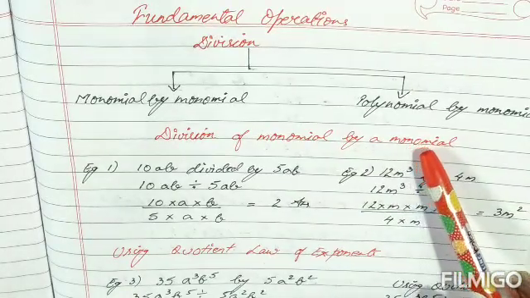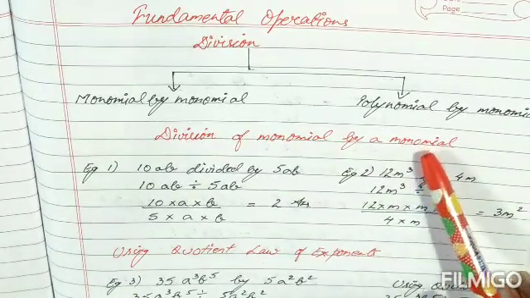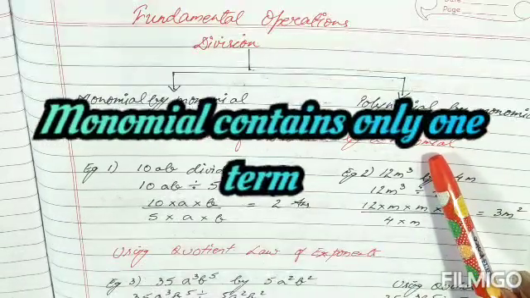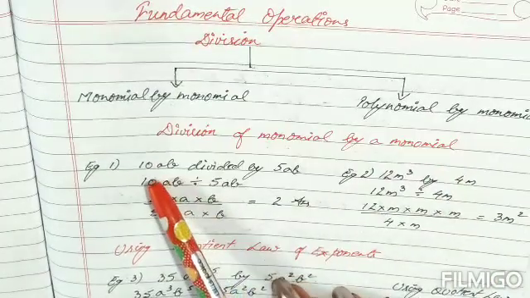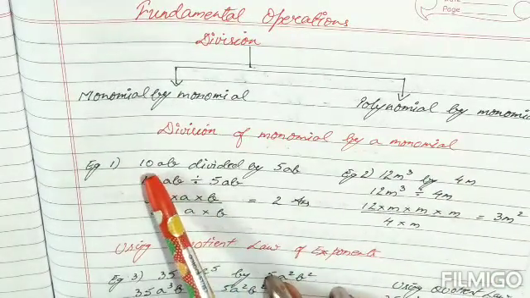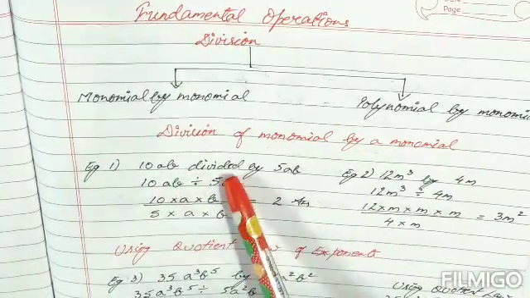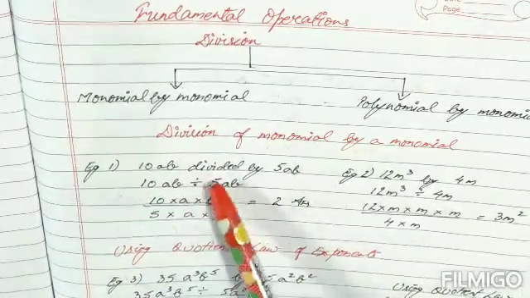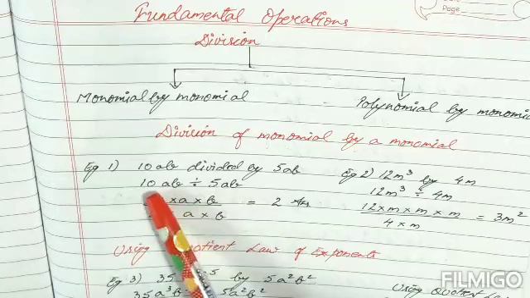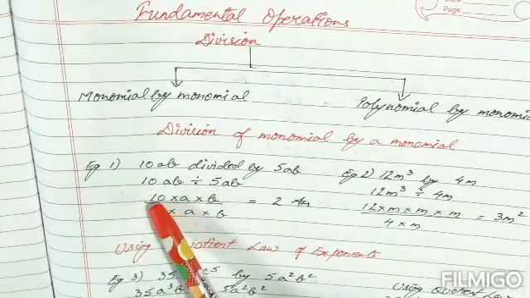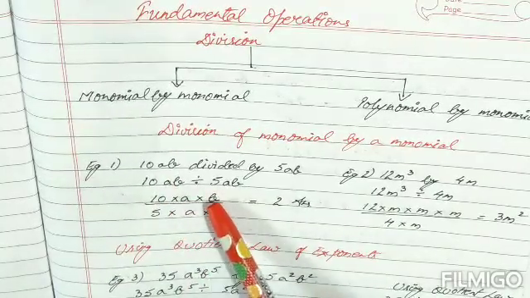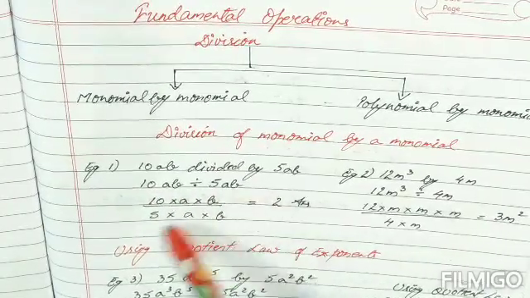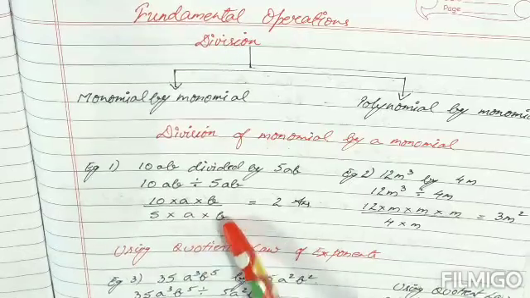And I hope you remember, children, what a monomial was. A monomial was an algebraic expression that only contains one single term. Let's see the first example that I have taken, children. 10ab is to be divided by 5ab, right? So the first term is to be divided by the second term. We write it. The first term is written 10 into a into b. That means you have to expand them and write, children. 5ab will be written as 5 into a into b.